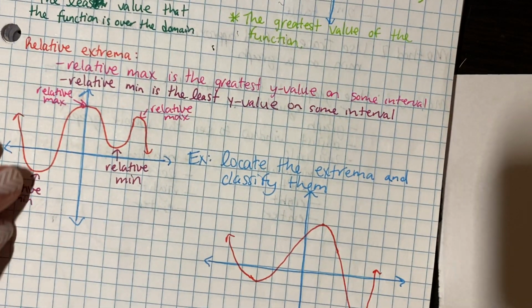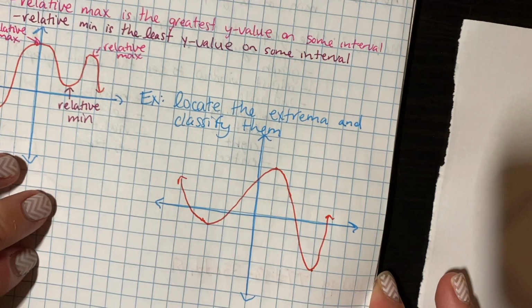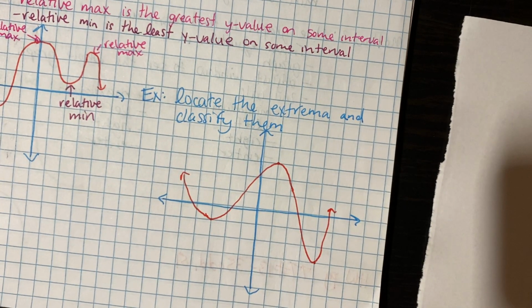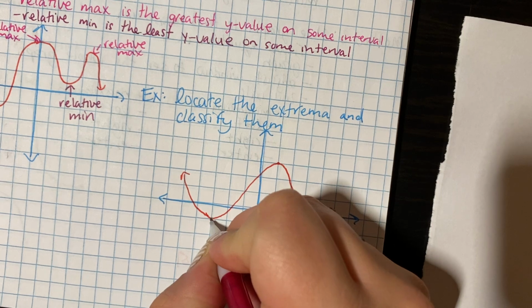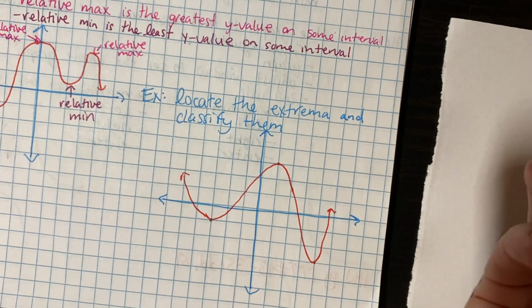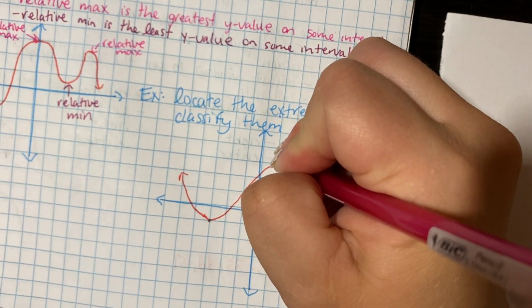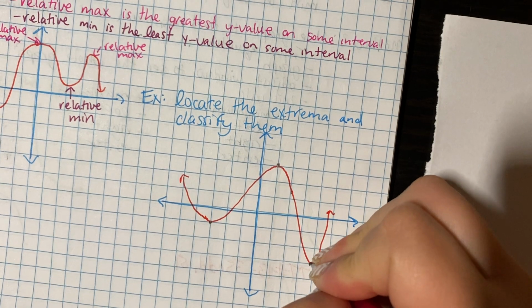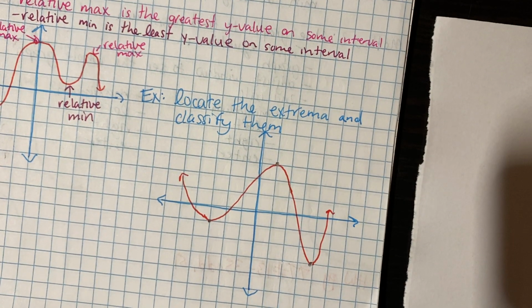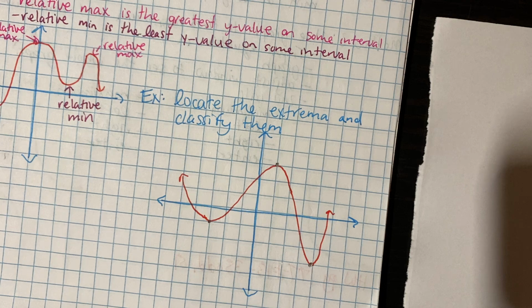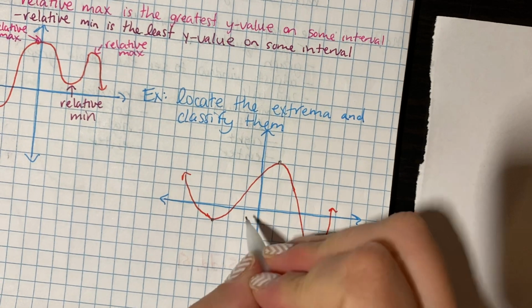All right, locate the extrema and classify them. So let's take a look at this graph. We have an extrema here. We have one here. We have one here. Okay. Let's locate them by giving them our points.